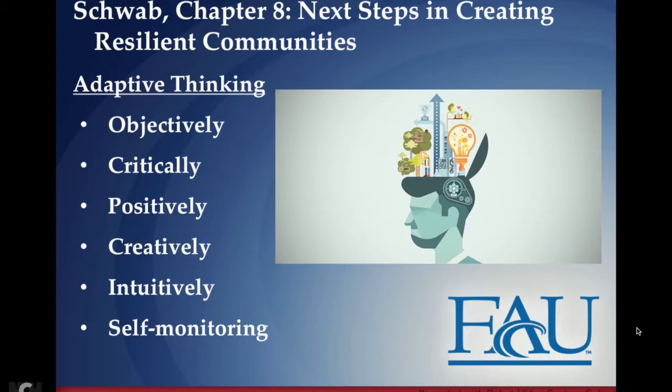This week, you should have read Chapter 8 in the Schwab book. Next steps for creating resilient communities. In this final chapter of the Schwab book, he gives several examples of places where leadership has been critical in creating a resilient outcome after a major disaster.